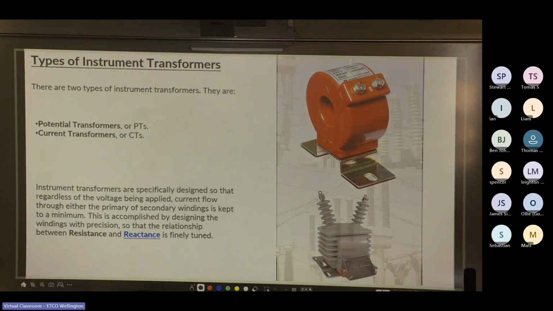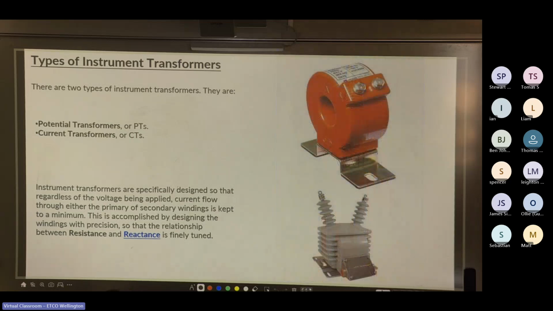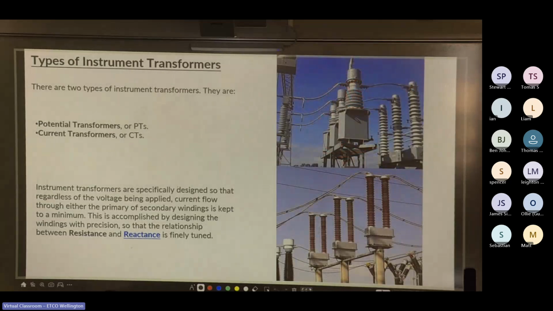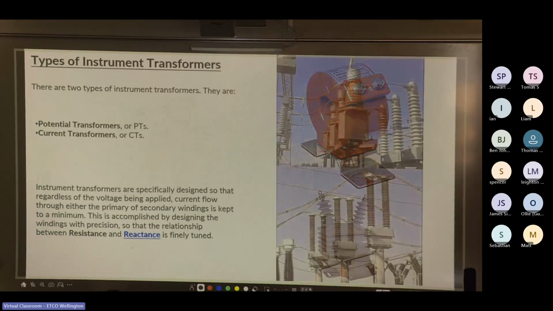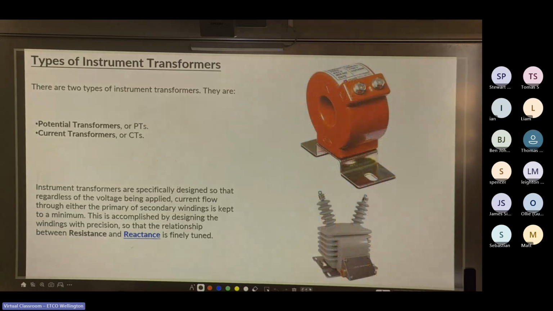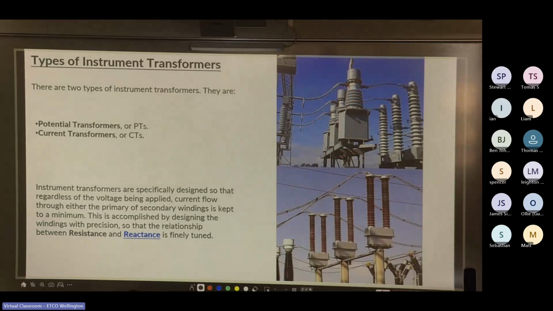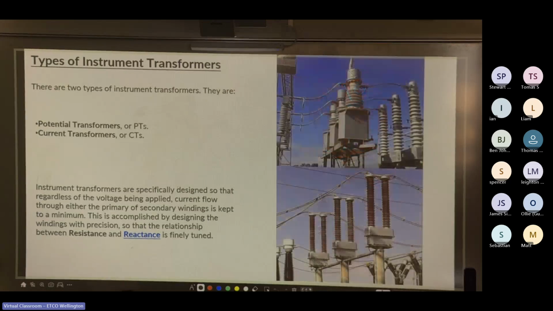So instrument transformers are specifically designed so that regardless of the voltage being applied, current flow through either the primary or secondary windings is kept to a minimum. This is accomplished by designing the windings with precision, so the relationship between resistance and reactance is finely tuned. You would have looked at reactance back in AC theory, that being both inductive and capacitive resistance, which obviously affects the actual power measured. You can also, in series or in parallel, affect current flow.